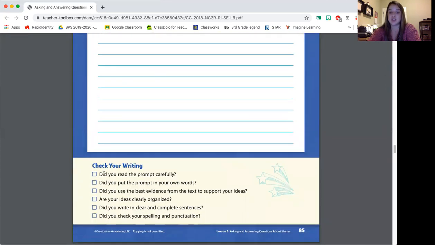Go through this. Did you read the prompt? Did you put the prompt in your own words? Okay, I don't want to see, oh, because blah, blah, blah. No. Restate the question. Write clear and complete sentences. We're going into 4th grade soon. We need to work on our writing.